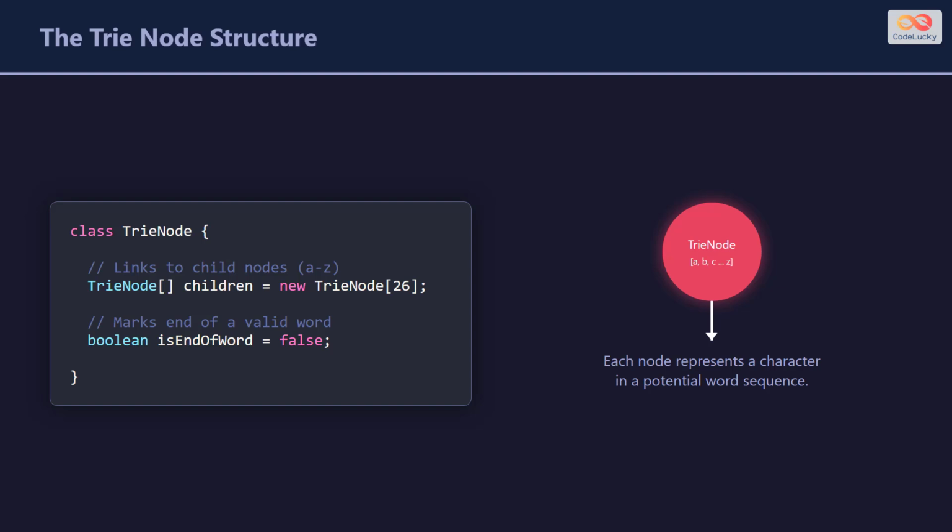Let's look at the building block of our trie, the trie node. Each node contains two things. First, an array of children nodes, usually of size 26 for each lowercase English letter. Second, a Boolean flag called isEndOfWord. This flag is crucial because it marks where a valid word ends. For example, app is a prefix of apple, but app itself is only a valid word if the node at the second p has this flag set to true.